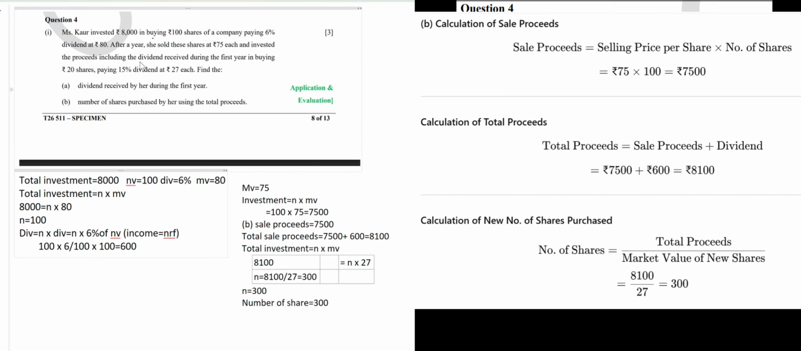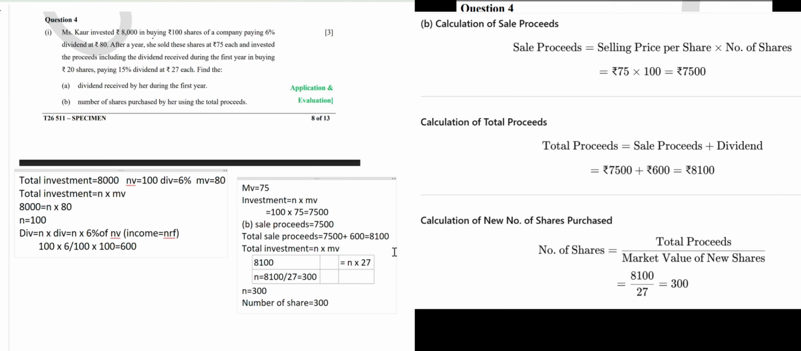Now this is given: she sold the shares and invested the proceeds including the dividend. So total sale proceeds is 7500 investment plus dividend, that is 600, that is equal to 8100. Here we have to find the number of shares purchased by her using the total proceeds. Total proceeds is equal to 8100.